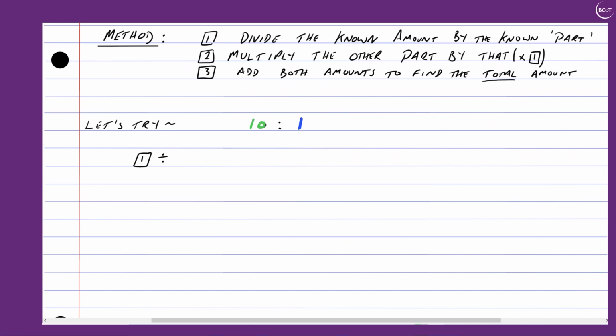So the ratio was 10 to 1. Step 1 is divide the known amount by the known part. So this is what the ratio really is: question mark amount of stuff to 3 amounts of stuff. So 3 is the known amount divided by 1, which is the known part. And no prizes for guessing that 3 divided by 1 is 3 in this question. Then step 2, multiply the other part of the ratio by that answer, as in 3. So 10 times 3 gives us 30.